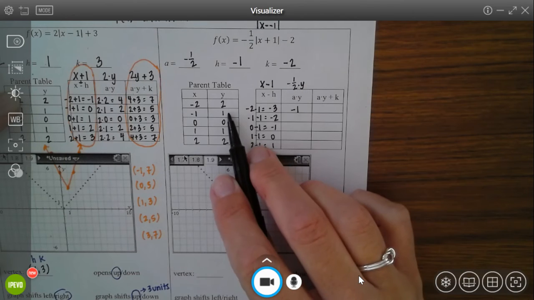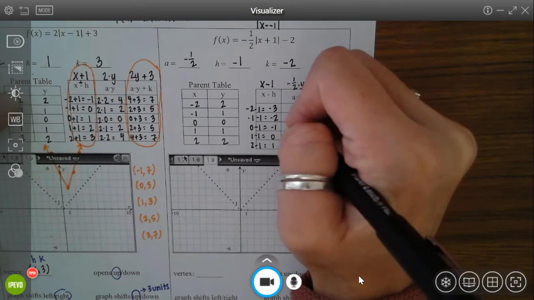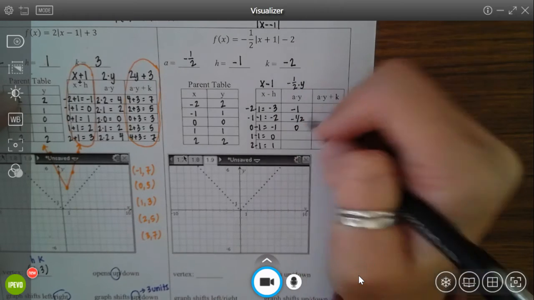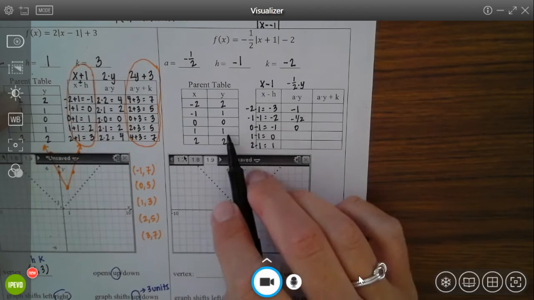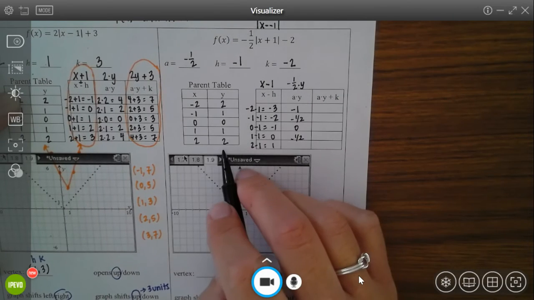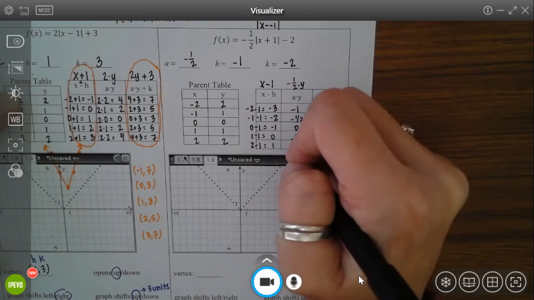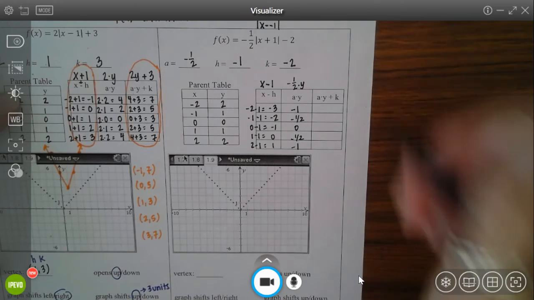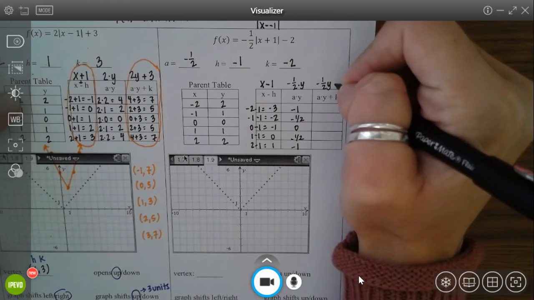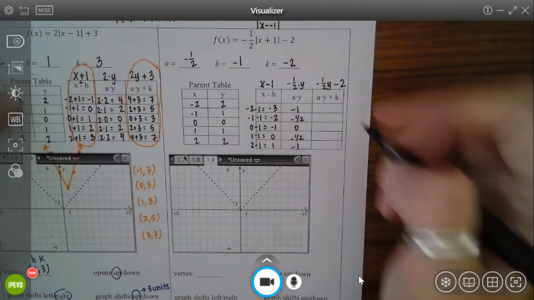-1/2 times my second y value of 1 gives me -1/2. -1/2 times 0 will give me 0. -1/2 times 1 will give me a -1/2. And then -1/2 times my last y value of 2 is going to give me a -1. And then I'm going to go ahead and take those values that I just got by multiplying by -1/2, and then I'm going to go ahead and subtract 2 from them.